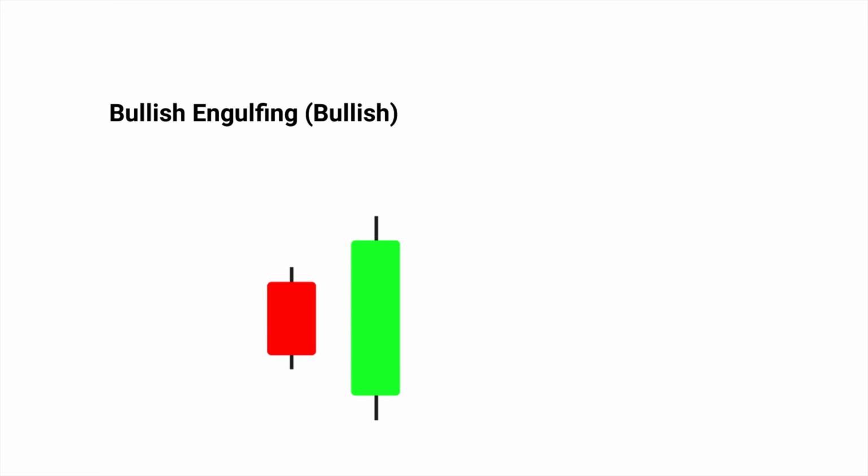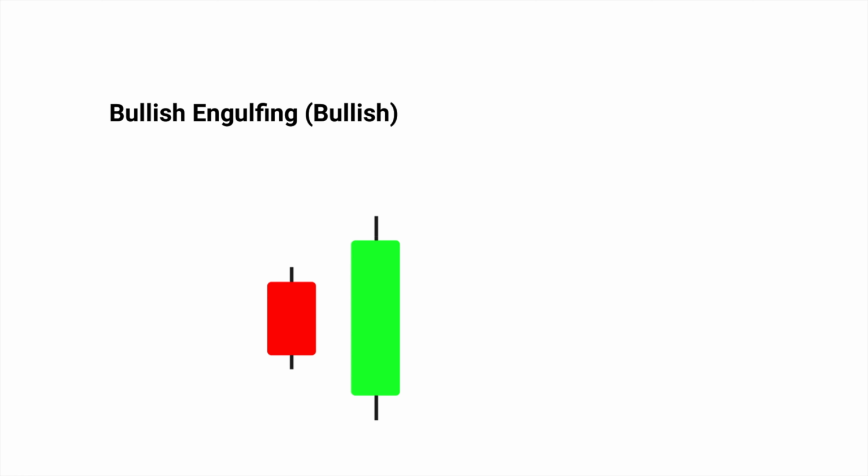Okay, bullish engulfing candle. I love this pattern. It's also one of my favorites. So the bullish engulfing candle can pretty much happen anywhere around a support and resistance level, trend reversals, channels, pretty much at a critical point where the market is going to turn.